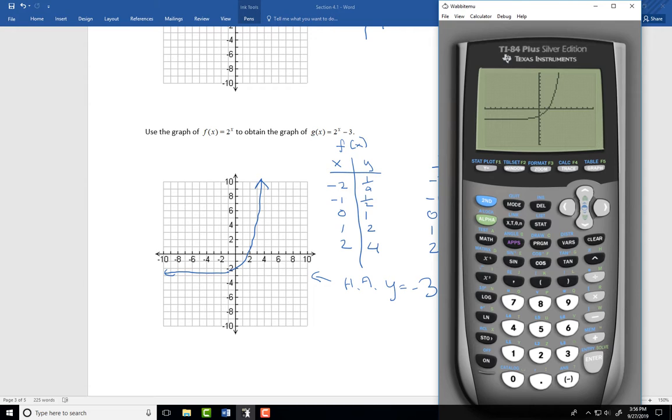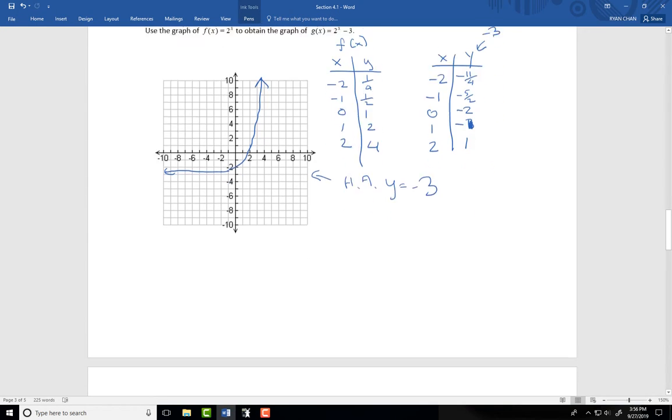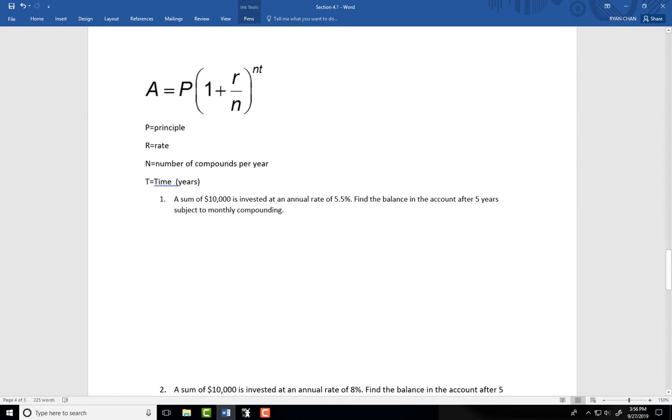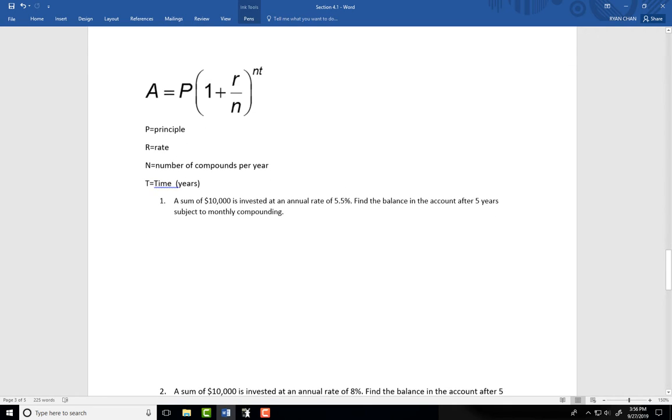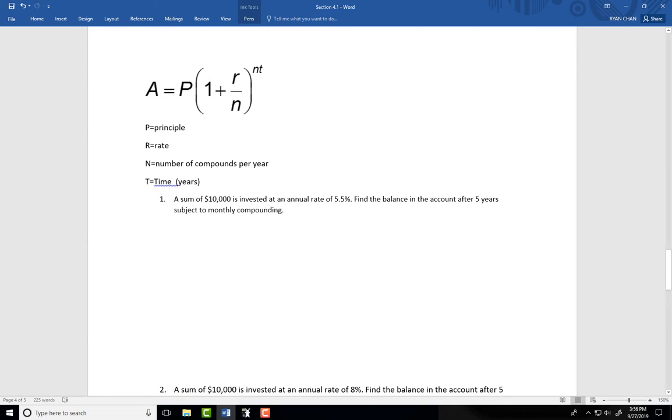Let's look at the next problem. The last type of thing in 4.1, let me scroll down, is the types of word problems dealing with exponential functions. You have something called compound interest. So this is your formula for compound interest. P is principal. What is principal? That is your original amount.